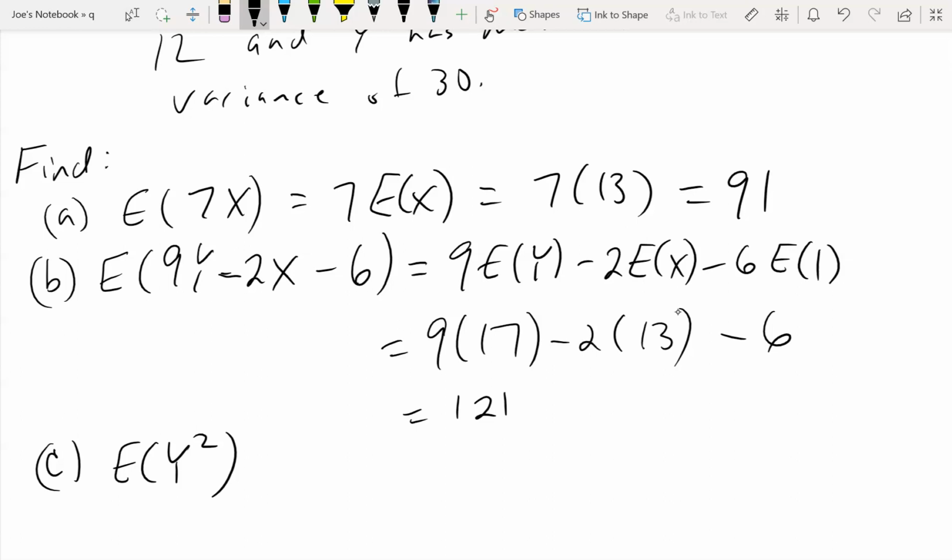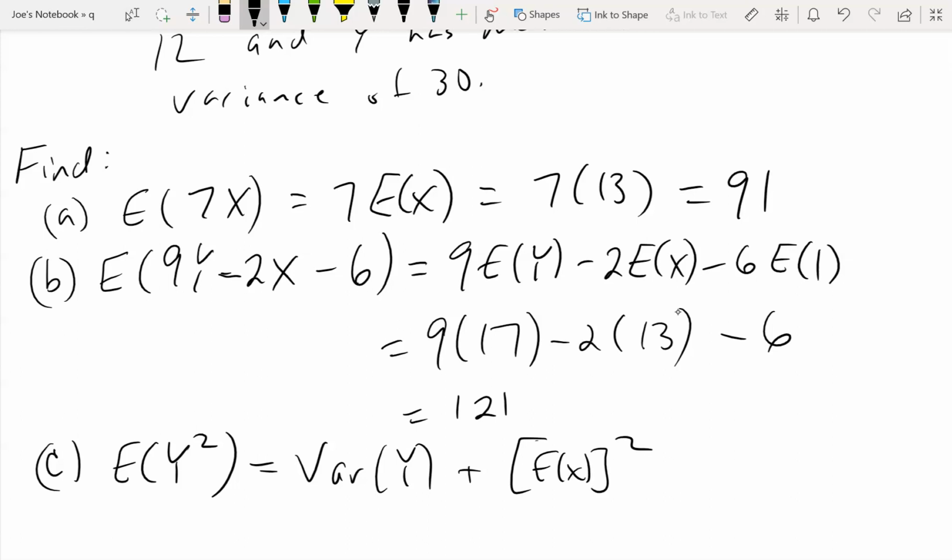Would this be the variance minus the variance squared minus the mean squared? Not quite. You're thinking along the right lines, but it's not just that. Is it variance plus square? It is, yeah. It's just the variance of y plus the expected value squared.